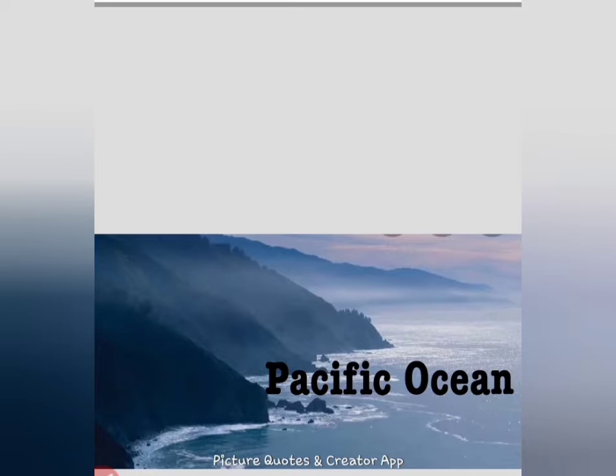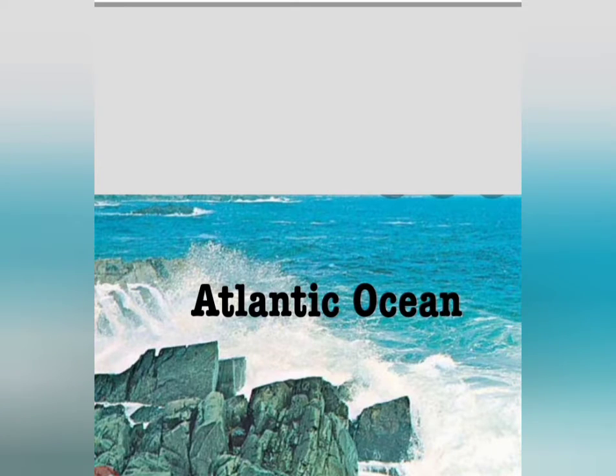So, students, the first picture is the Pacific Ocean, and in the previous chapter, we had also learned that this ocean contains the Mariana Trench, which is the deepest oceanic trench in the world and has a depth greater than the height of Mount Everest. Now let's move to the next picture.